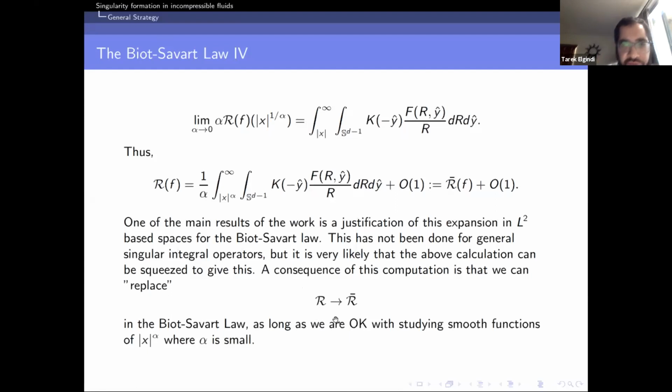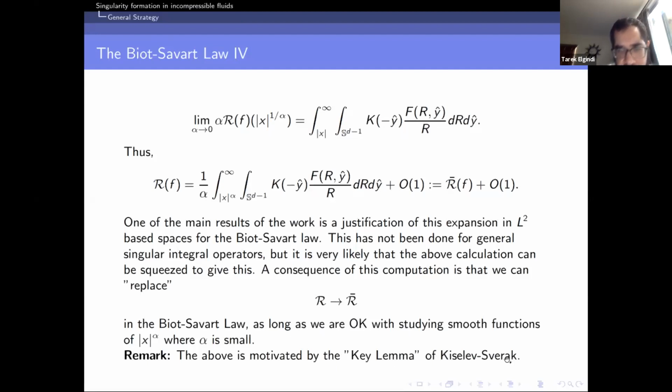You can imagine, if you have an equation like the Euler equation, replacing this sort of singular integral, more complicated thing, just by the leading order term, as long as we're okay with studying this type of functions. And the above is motivated by something I mentioned earlier, this key lemma.